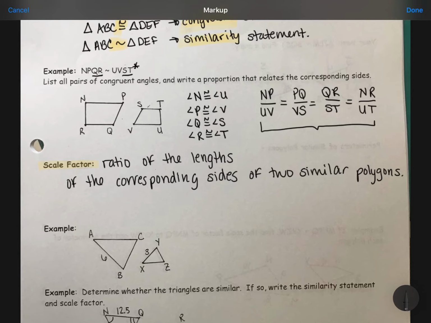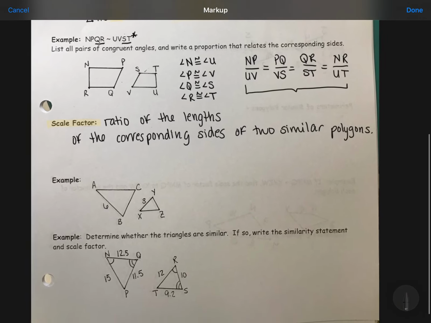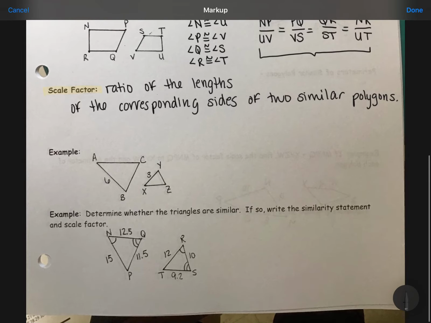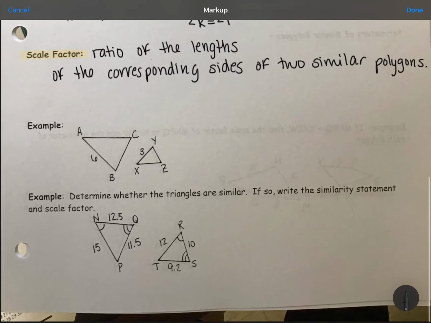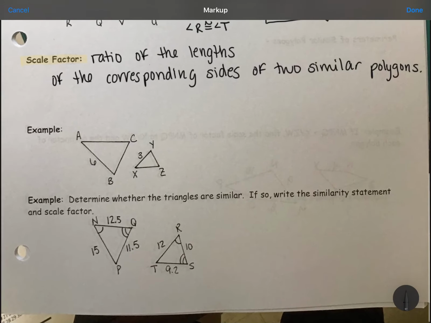How did your figure get bigger or smaller? So let's take a look at an example. I've got two triangles here. Clearly one's bigger than the other one. So we want to determine whether the triangles are similar. And then we're going to write a similarity statement.